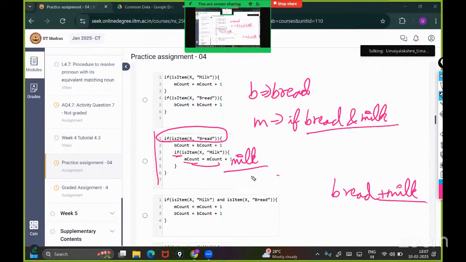It has to be like this. Both have to be counted. So that's why this option will not work. Is that clear? Yes, ma'am.